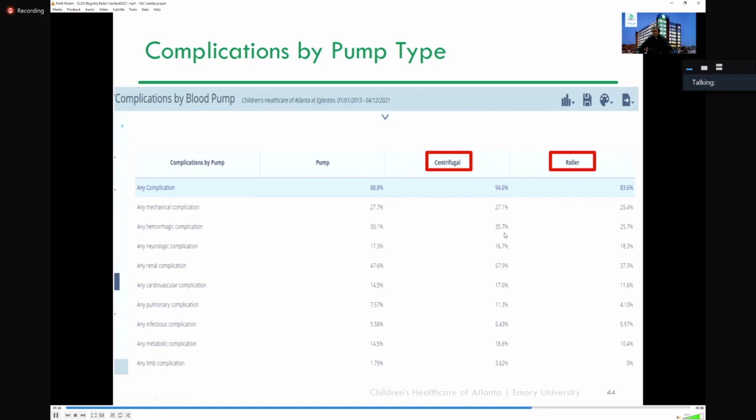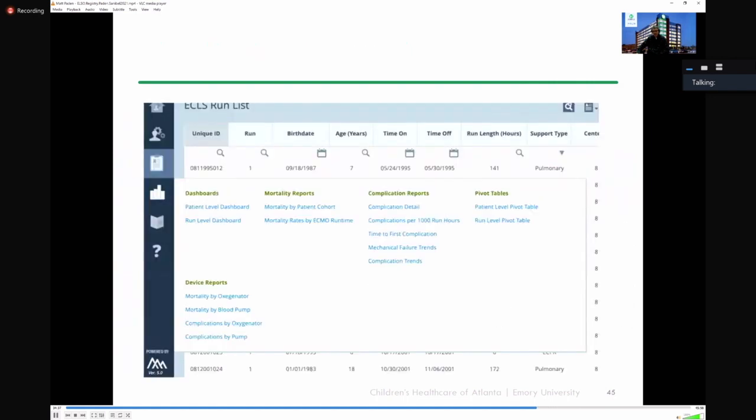But it is interesting when you start looking in here, I do see some differences now between my centrifugal and roller head use: a higher hemorrhagic complication rate, higher metabolic complication rates between these. And again, these are starting points to get you to start to ask those questions about where are these complications, why are they happening, and how can we use this.